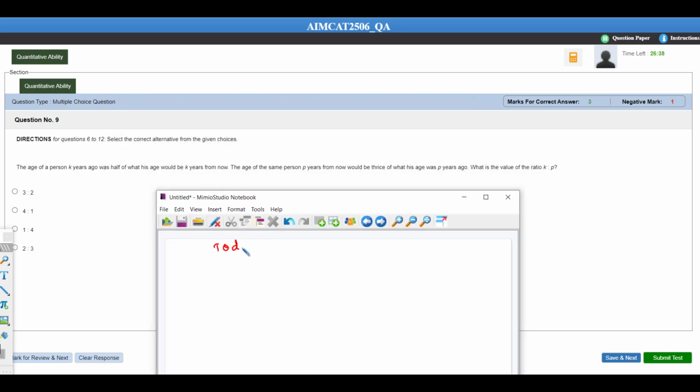Look here. So let's say today the age of the person is, let's say, x years. K years ago it was x minus k, which is half of what it will be after k years, x plus k. And p years from now it is x plus p, which is equal to 3 times what it was p years back, that is x minus p. We need to find the ratio of k and p. Let's have a look at it.